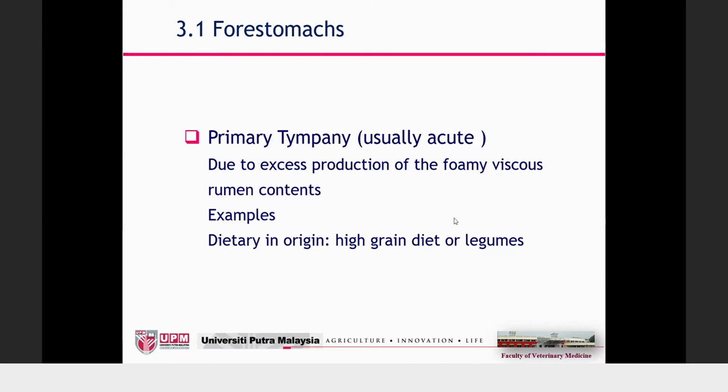It means that the rumen becomes distended. And usually this one is due to a high grain diet, and many causes, as I mentioned earlier, grain overload, or maybe legumes as well.